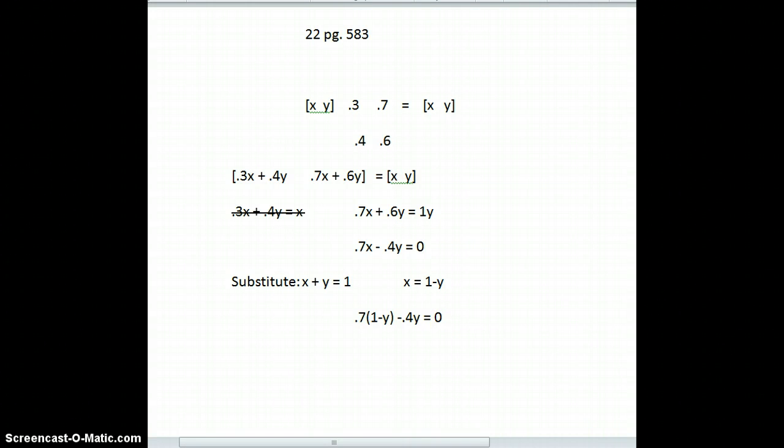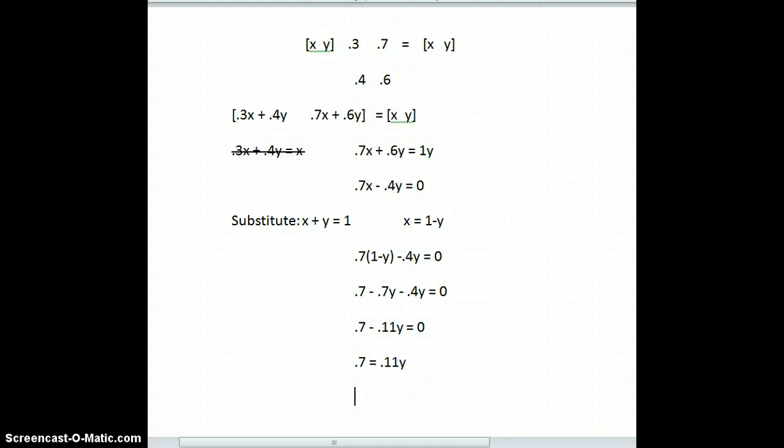So let's distribute here. 0.7 minus 0.7y minus 0.4y equals 0. So we can combine that. 0.7 minus 1.1y equals 0. Add the 1.1y to the other side. And now divide both sides by the 1.1. And that's going to reduce to 7 over 11, or as a decimal, it's 0.6364.